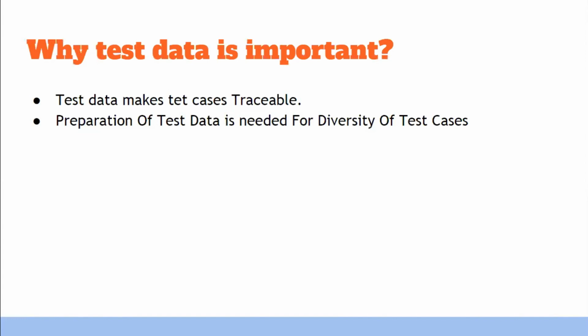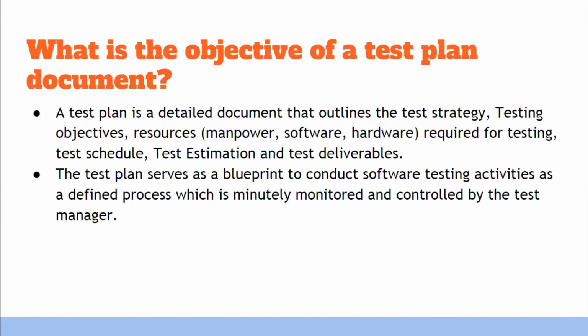So for complete test execution, test data is an indivisible and the most important part of this activity. Now the next question here is, what's the objective of a test plan document? A test plan is a detailed document that outlines the test strategy, the testing objective, the resources, the human resources that you need, how many teammates you need to work on any particular project, what software requirements, what hardware requirements, what dependencies, risks and everything required for testing, test schedules, test estimation, and test deliverables.